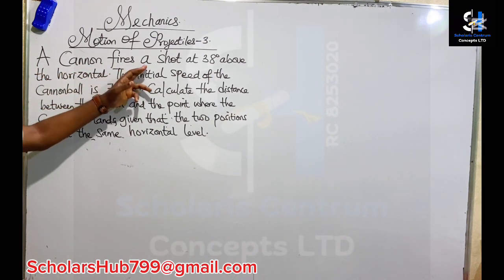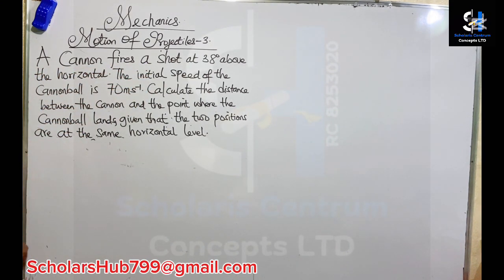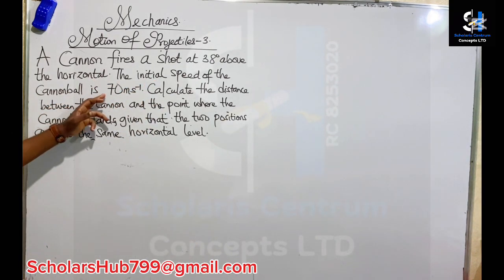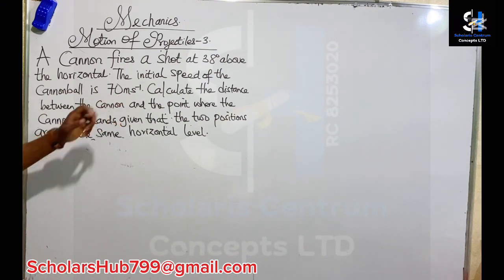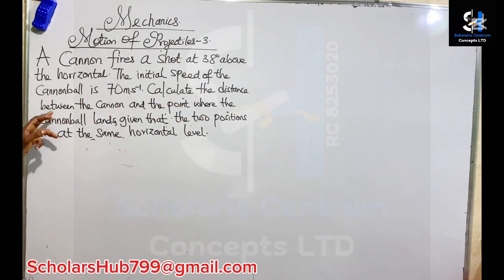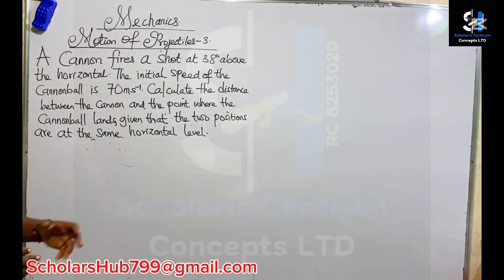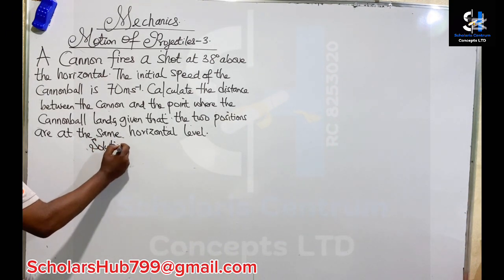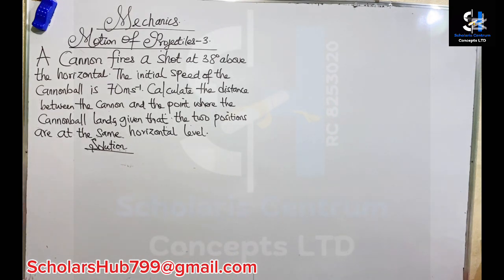A cannon fires a shot at 38 degrees above the horizontal. The initial speed of the cannonball is 70 meters per second. Calculate the distance between the cannon and the point where the cannonball lands, given that the two positions are at the same horizontal level.